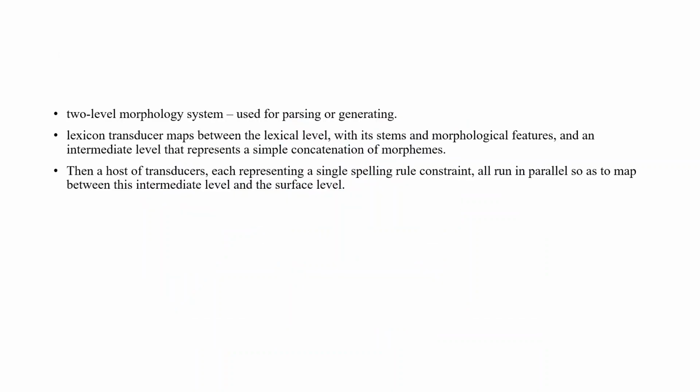So it is a two-level morphology system used for parsing or generating. Parsing is in the upward direction and generating is in the downward direction. The lexicon transducer maps between the lexical level, with its stem and morphological features, and the intermediate level, which represents a simple concatenation of morphemes. Then several transducers, each representing a single spelling rule constraint, that is the orthographic rule, all run in parallel to map between the intermediate level and the surface level.